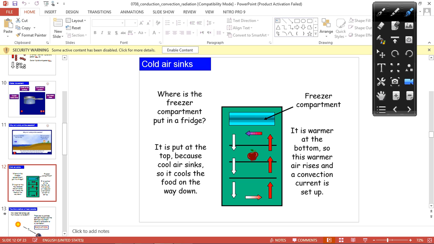And also, whenever you want to talk about the reason why the freezer compartment is put in the fridge, it is put at the top side. Cool air sinks, so it cools the food on the way down. The bottom is warmer, so the warmer air rises, and a convection current is set up.